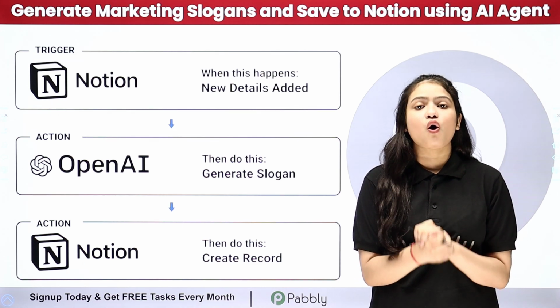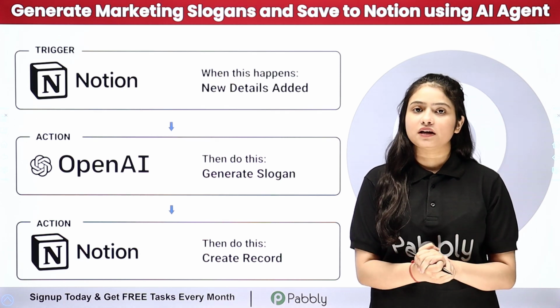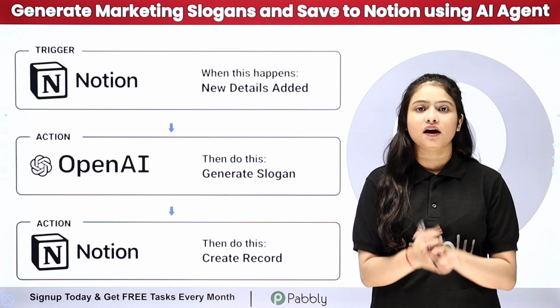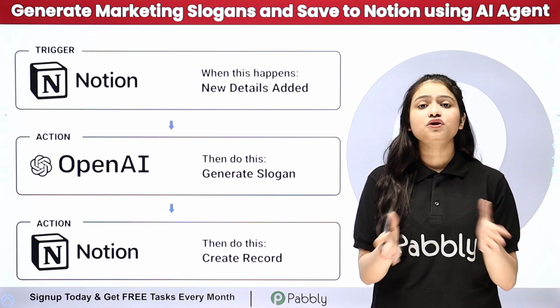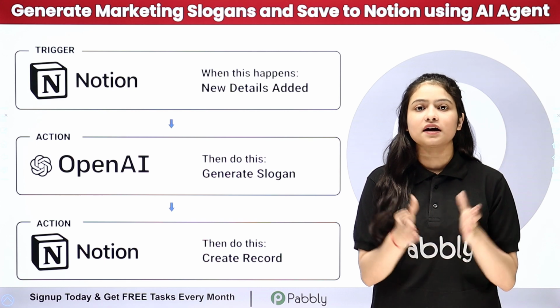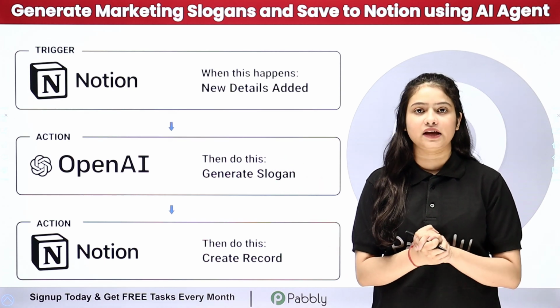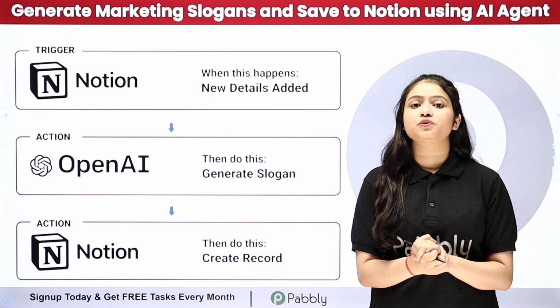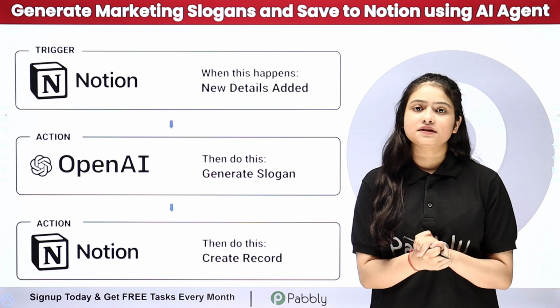Therefore, I have decided to automate this entire process in such a way that every time in my Notion database, a new row is going to be added along with a new description, new product name and the campaign goal. Automatically, according to those details, a creative slogan is going to be generated with the help of my OpenAI, that is my AI agent, and automatically it is going to be saved in my Notion database. So how are we going to automate this entire process?